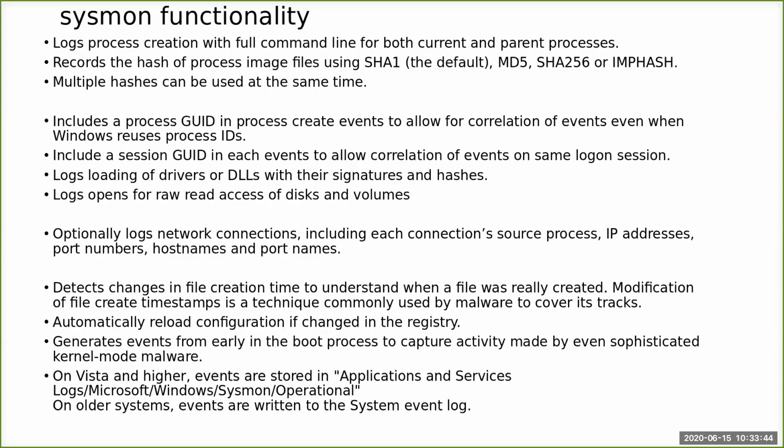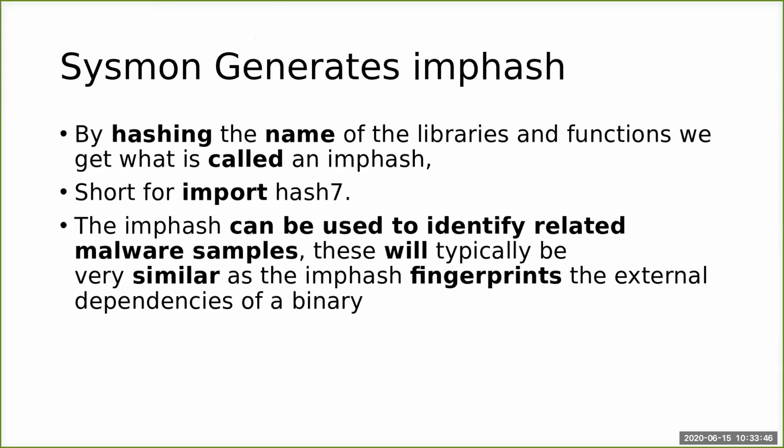Another thing is Sysmon generates imphashes. Imphashes are hashes of the import library of the malware, and so it's common across malware families. So when you get imphashes and you can collect these with Velociraptor, it becomes very, very useful when you're doing malware analysis across the network.